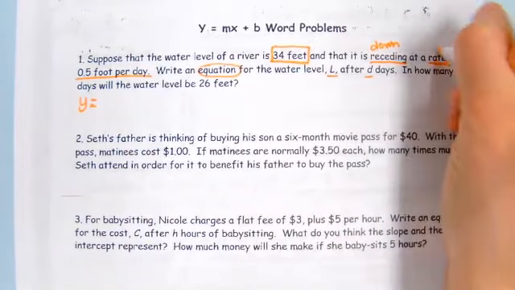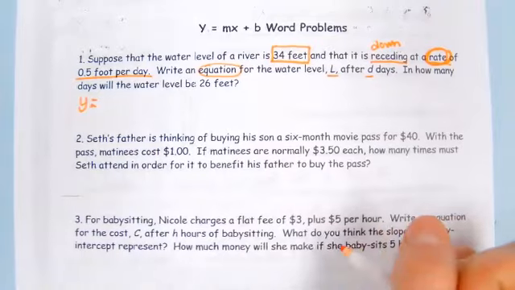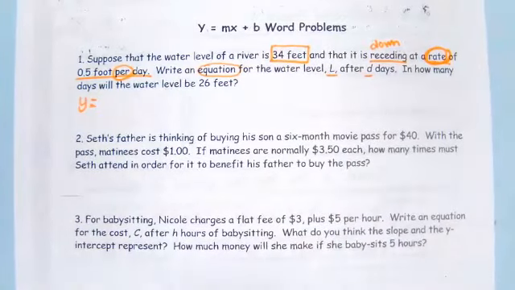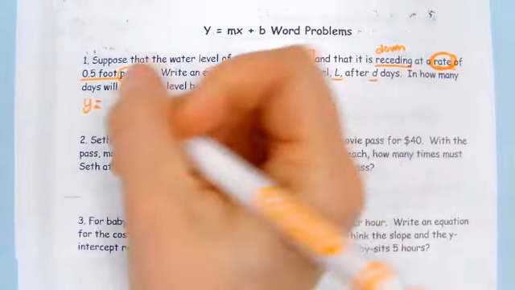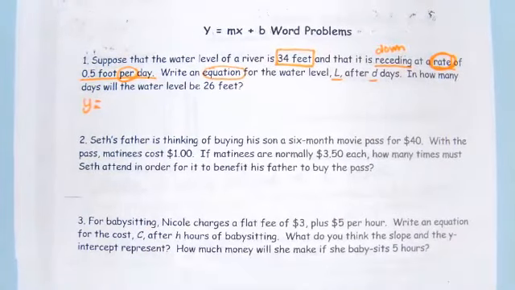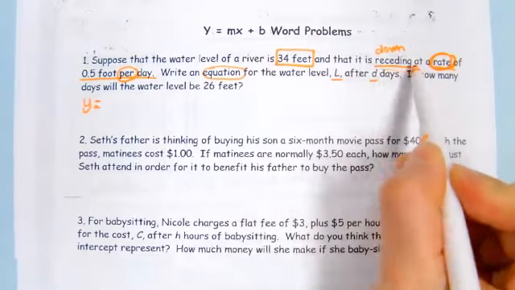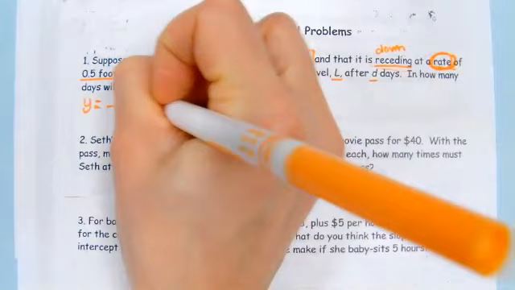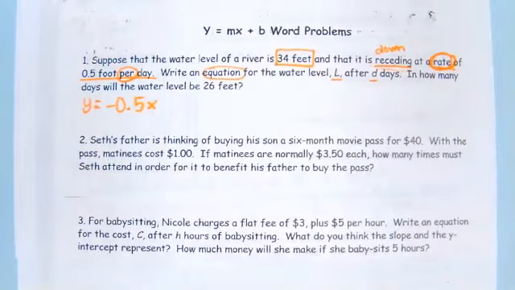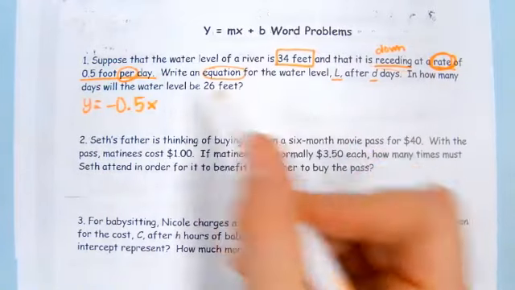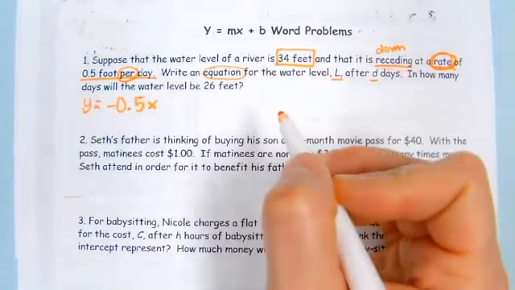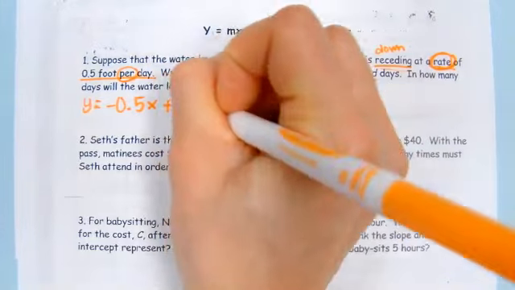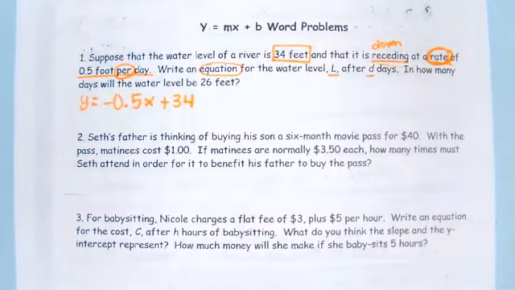Somebody just said it. The rate, okay? The rate and slope are the same thing. Also, the word per means it's a rate. So now, is it positive 0.5 or negative if it is receding? Negative. There we go. And next to every rate, we put an X. And then we put our y-intercept, or our starting amount, which has to be what? 34, positive 34. This is technically a correct answer.